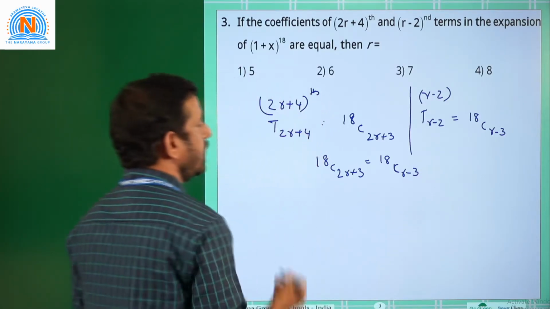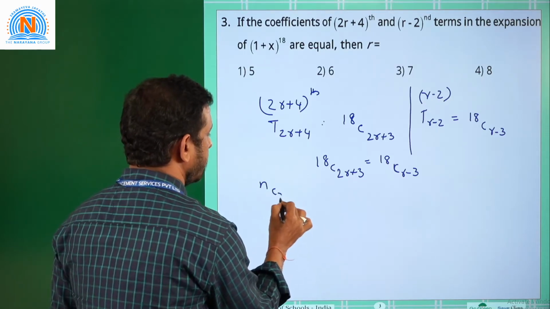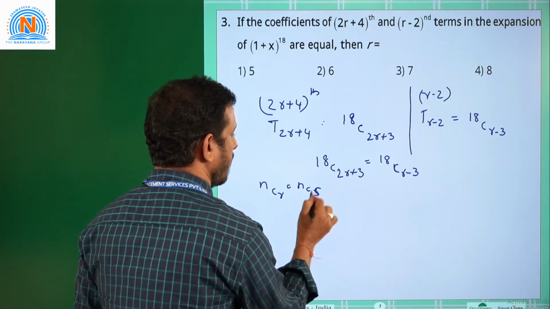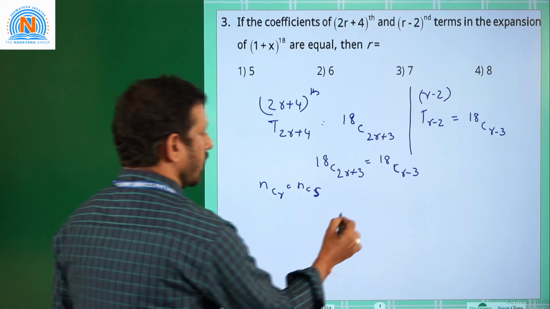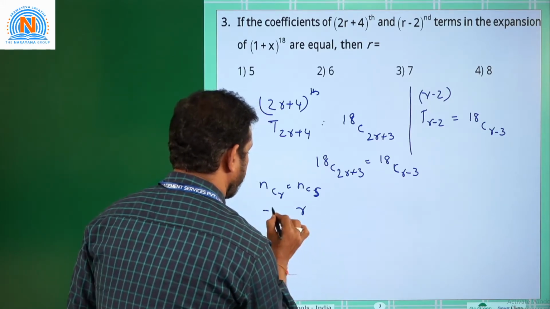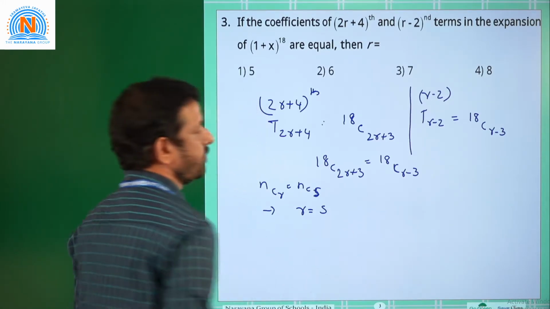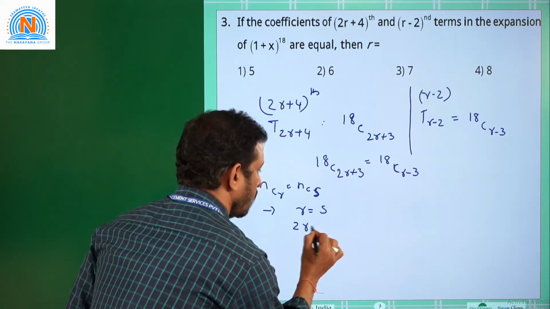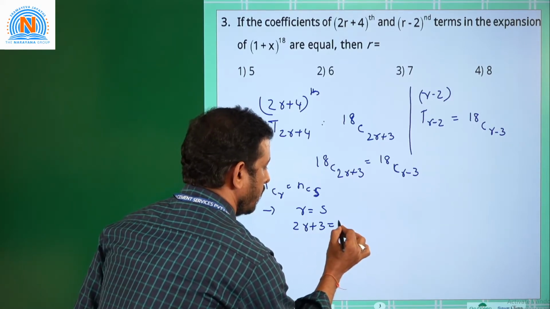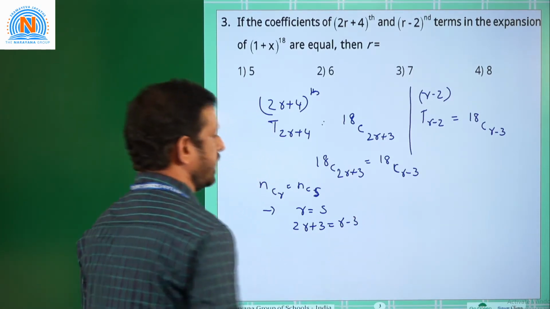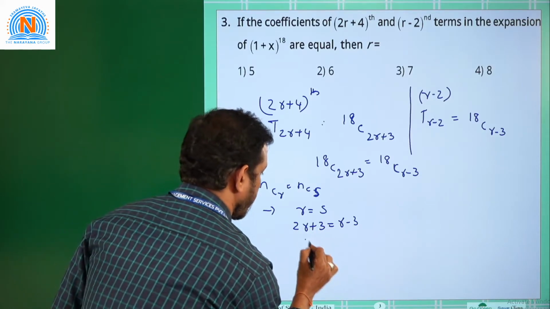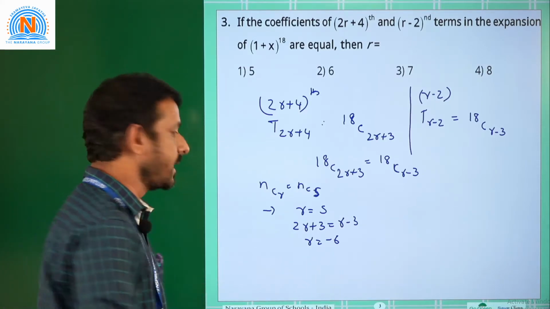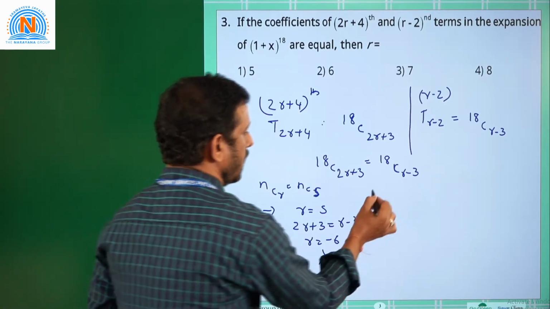Now we have a condition that if nCr is equal to nCs, what are the two conditions you have? The first condition is r equals s. If I equate these two, we get 2r plus 3 equals r minus 3, which implies r is equal to minus 6. Is it possible to get the value of r as negative? Therefore this is not possible. Now what is the other condition?